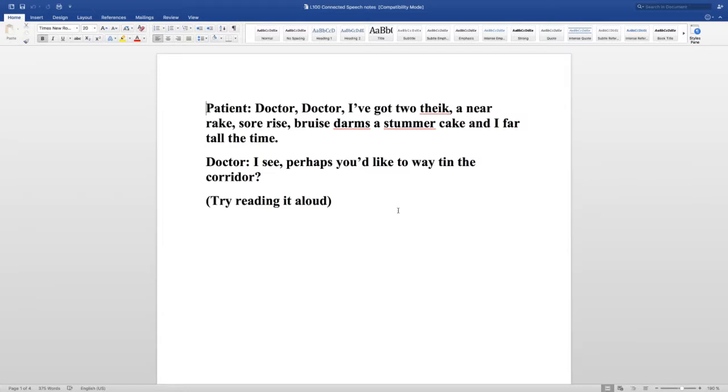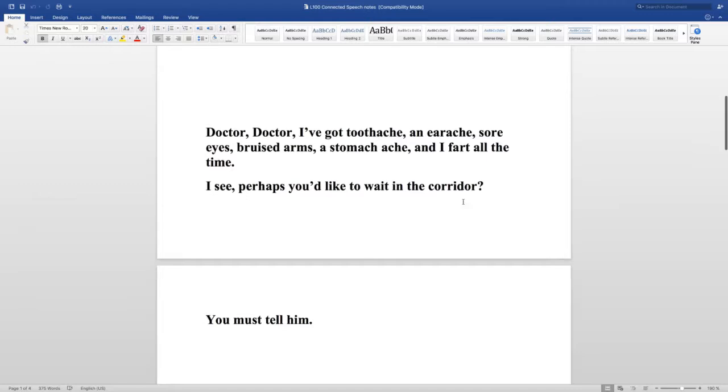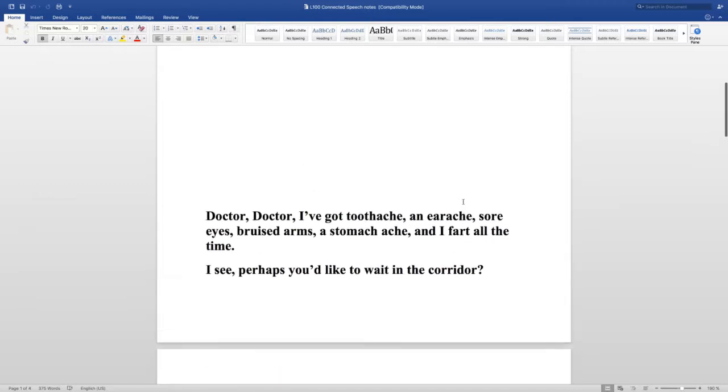Okay, and this is from British English, so they would have a slightly different accent when saying this. But I think you can get the idea that this is being spelled phonetically, or how it sounds, rather than how it looks. So if we go down here, this shows you what it's really saying. Doctor, doctor, I've got toothache, an earache, sore eyes, bruised arms, a stomach ache, and I fart all the time. Pass gas, right? And the doctor says, I see, perhaps you'd like to wait in the corridor, or the hallway.